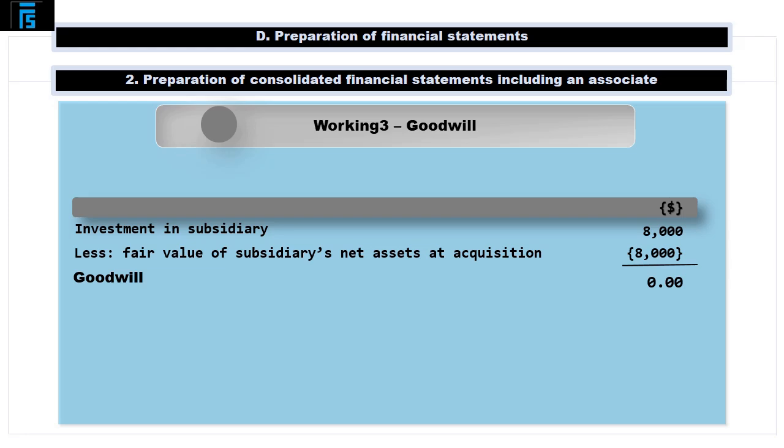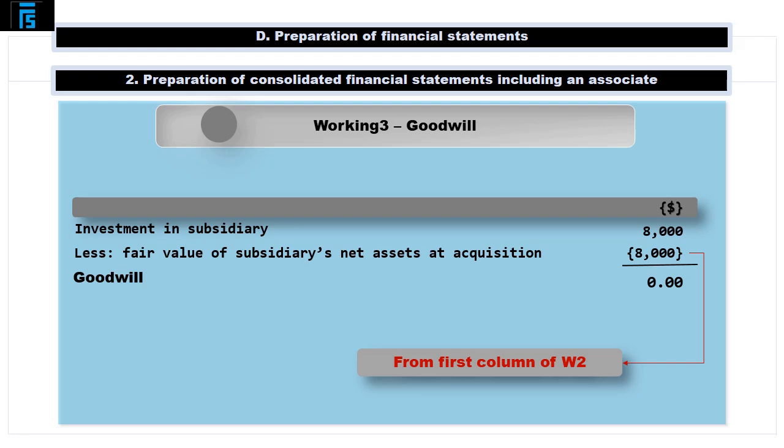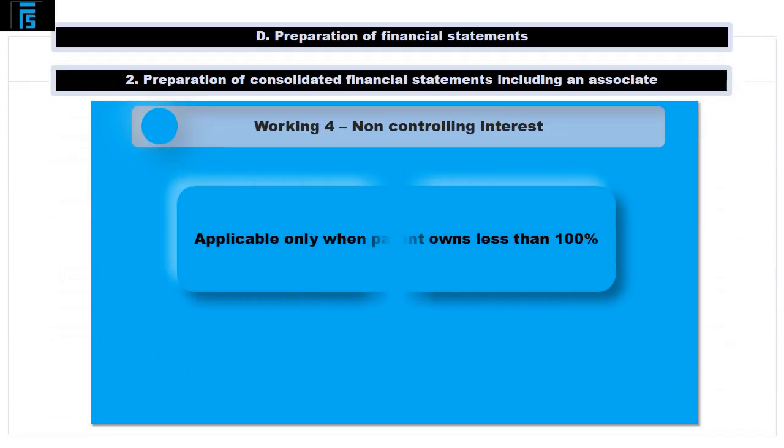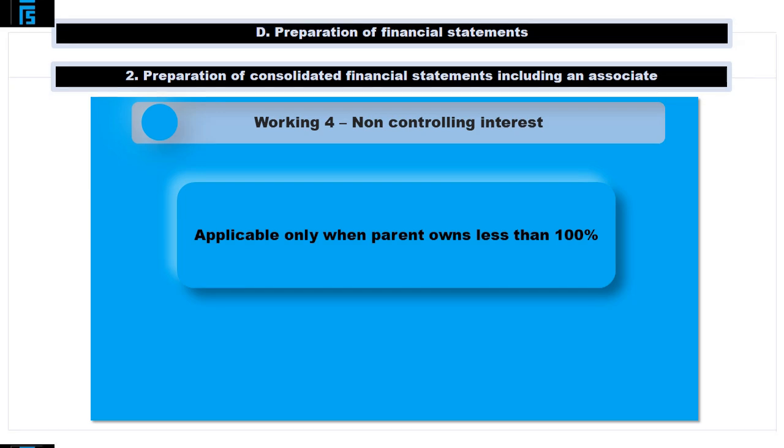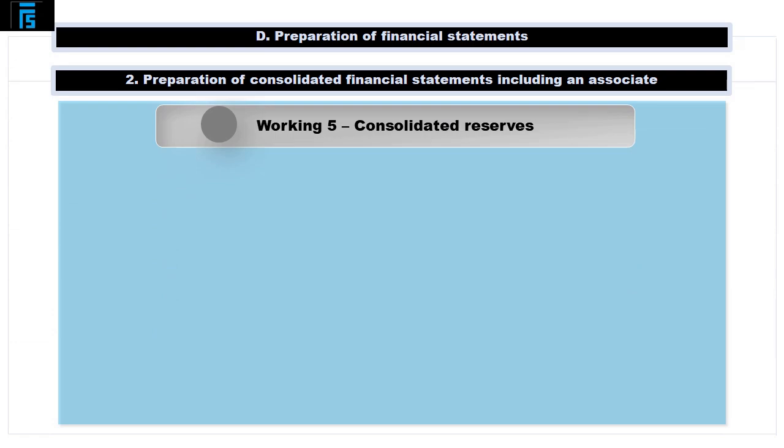At this point, it is important to stress that the net assets total used for the purposes of computing goodwill should always come from the first column of working 2, that is the column labeled acquisition date. Under no circumstances should you ever calculate goodwill using balances pertaining to the consolidation date. Working number 4 is once again called non-controlling interest, but we will not be utilizing it yet, which brings us to working 5, group retained earnings.